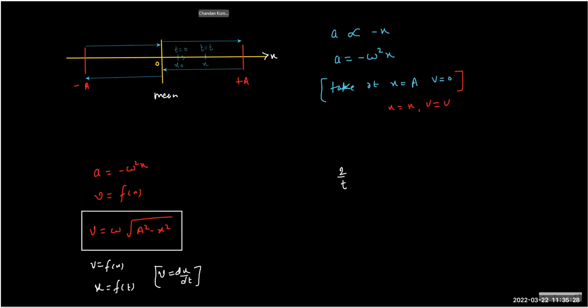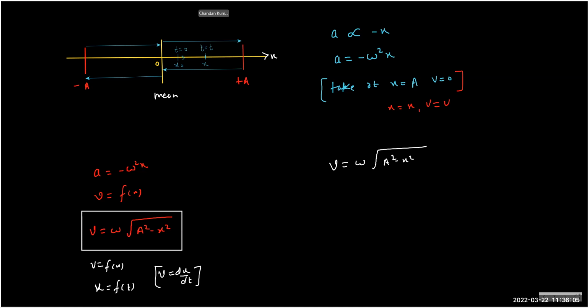Sir, do we have to find time? Sorry, 2 by omega into bracket root under a square minus x square minus root under a square minus x naught square. No, this is wrong. So it means you don't know the integration. In mathematics, you have not studied integration, right? The integration is not covered so far. No, sir. Very good excuse. It means you don't know how to solve.